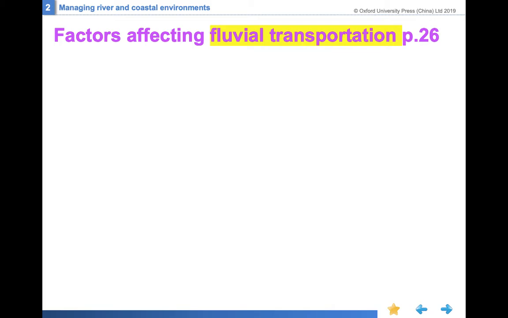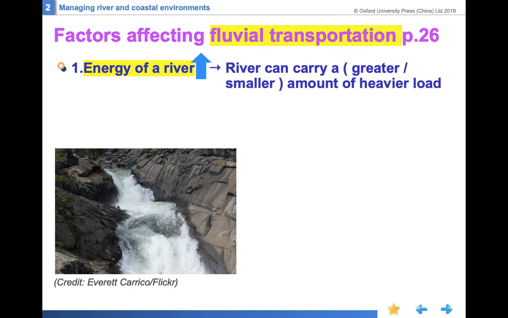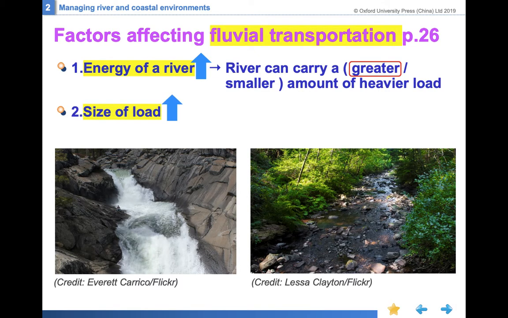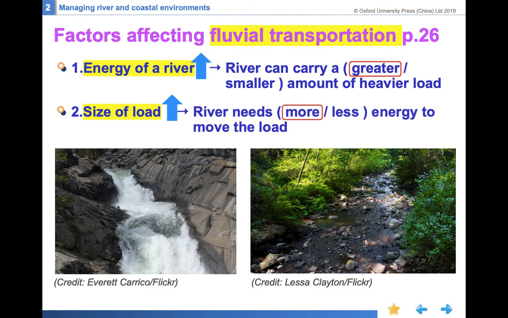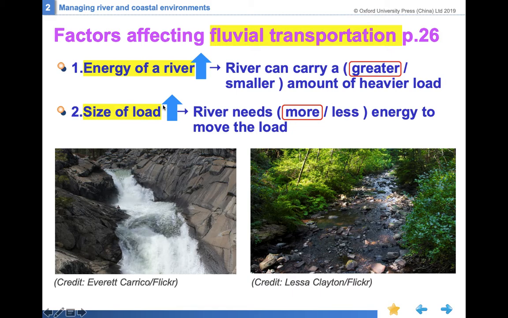Okay, so when transporting the load, there is fluvial transportation. What could affect the fluvial transportation? Of course, the energy of the river, because larger energy could carry a greater amount of heavier load. And the size of the load: if it increases, the river will need more energy to move the load. So these two are the factors affecting fluvial transportation.